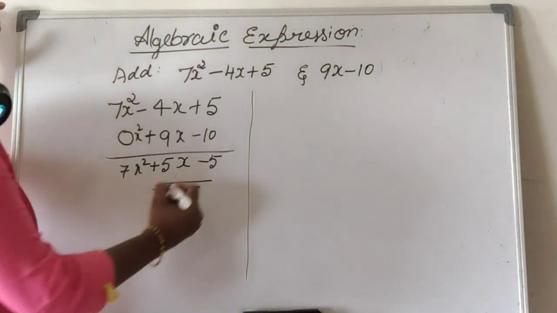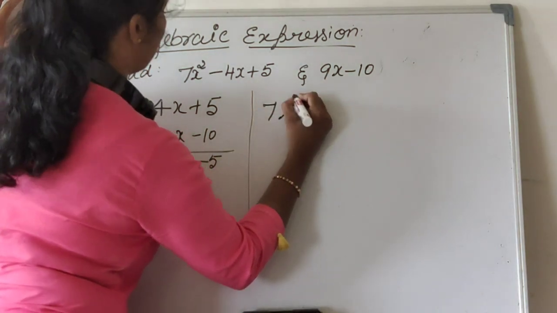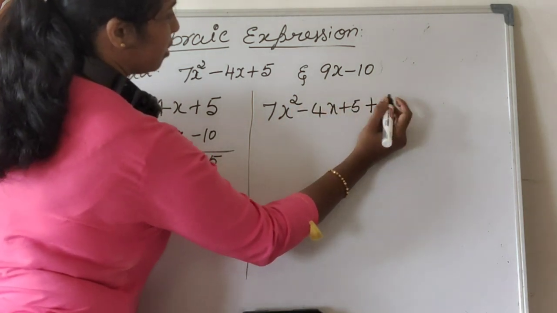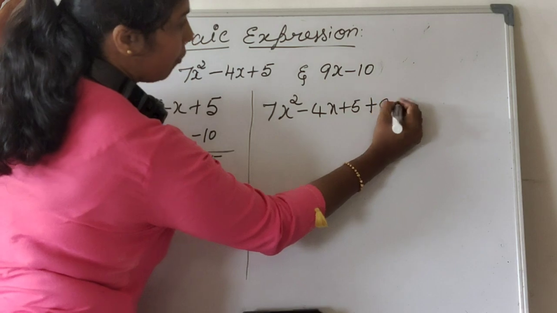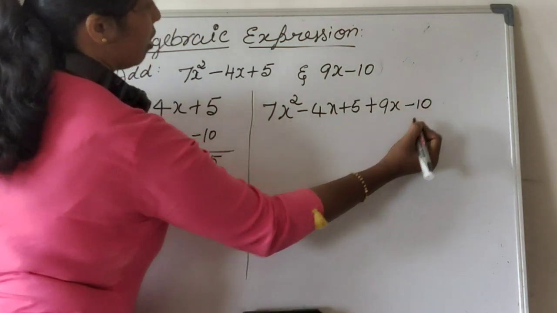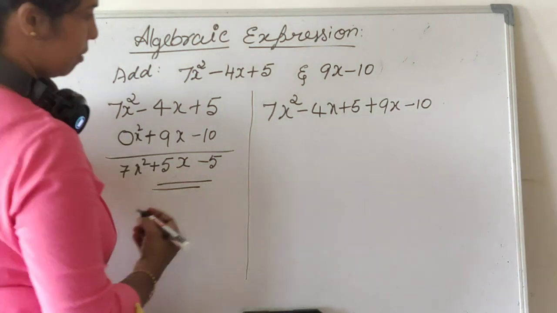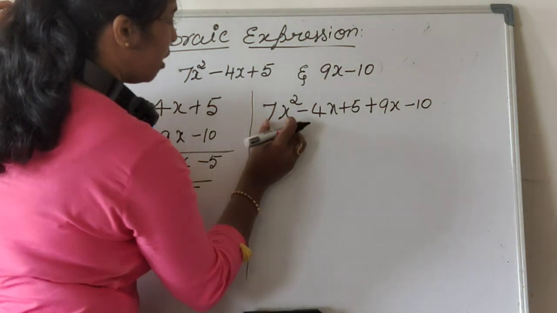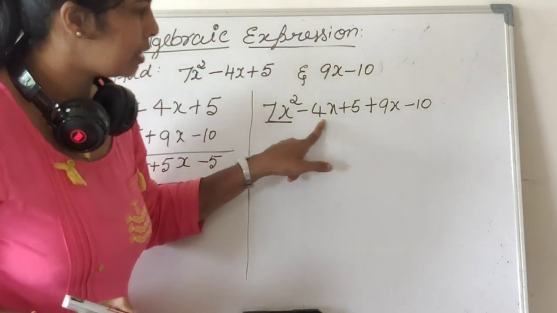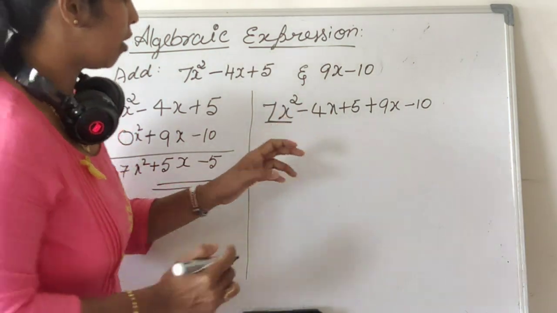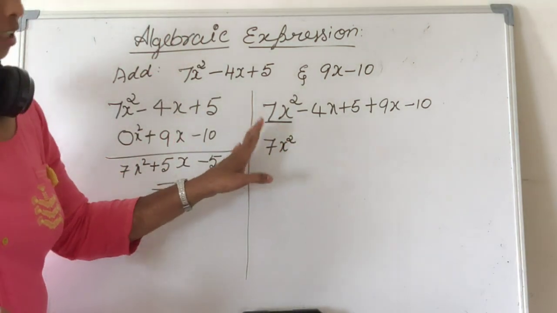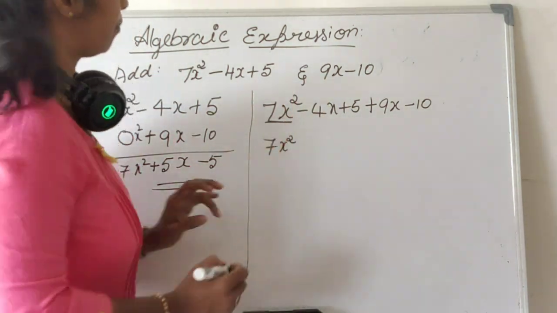If you are going for that method, 7x square minus 4x plus 5. Plus is there. If plus is there, so directly you can write. If it contains a negative, subtraction means you are writing the bracket. See, here, look at here, x square term. Any x square term is there here? No, there is no x square term. So, as it is, I will write. There is no term, as it is, you write.